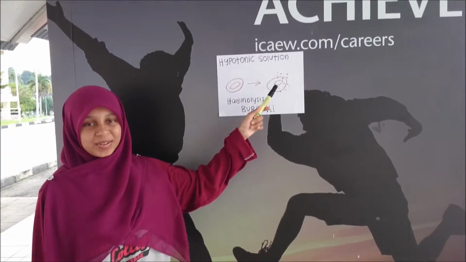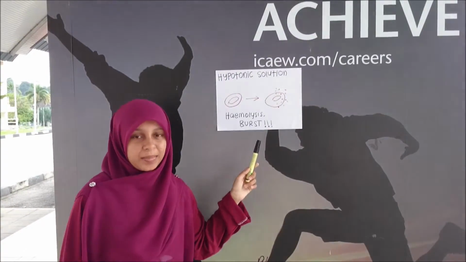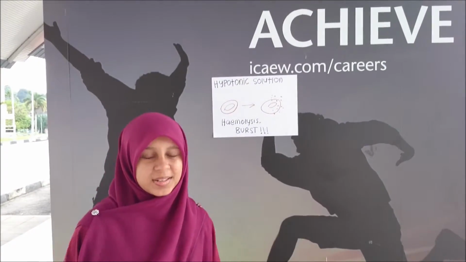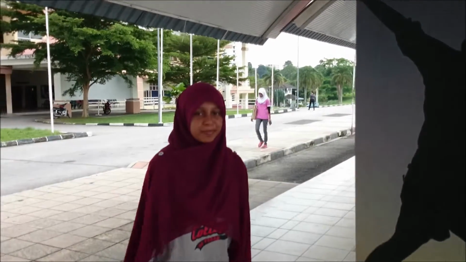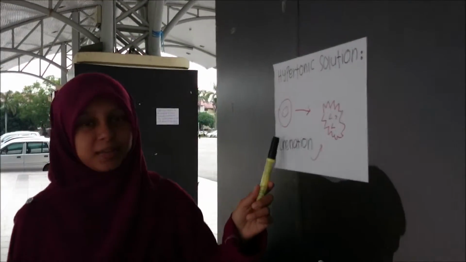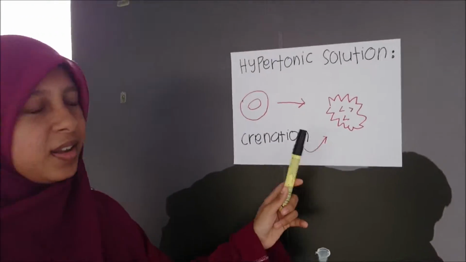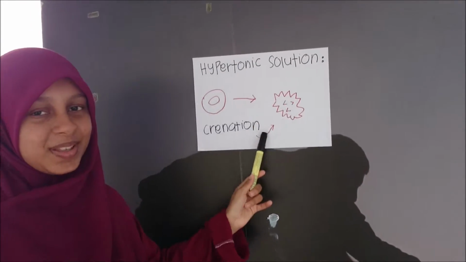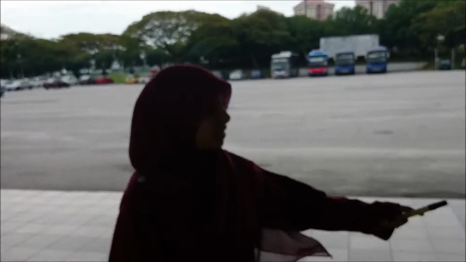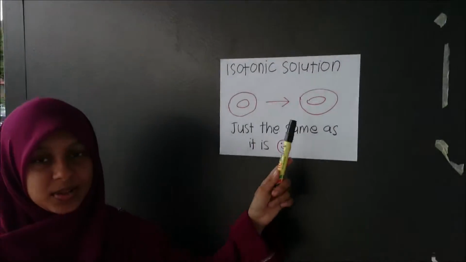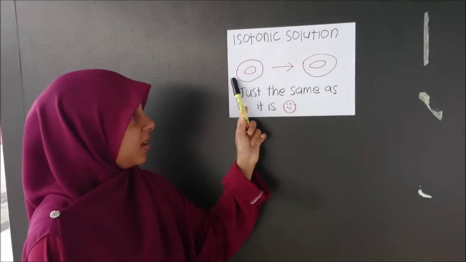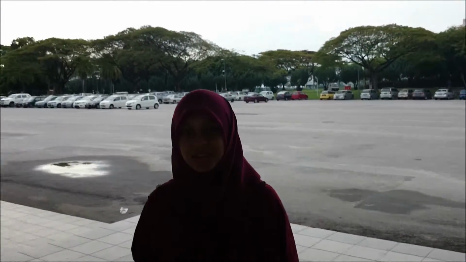Now I will talk about the conclusion. For the hypotonic solution, the red blood cell will undergo hemolysis, where the red blood cell will burst. For the hypertonic solution, the red blood cell will undergo crenation, where the cell will shrink, like in this picture. For the isotonic solution, the red blood cell will stay just the same as it is, as shown in this picture.